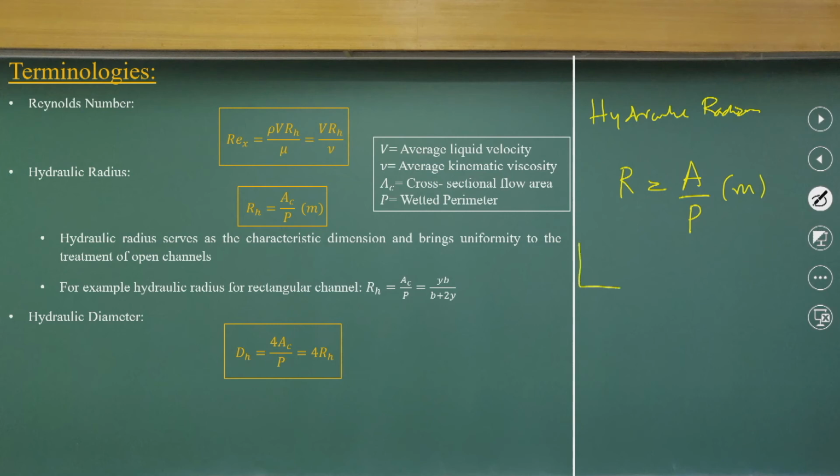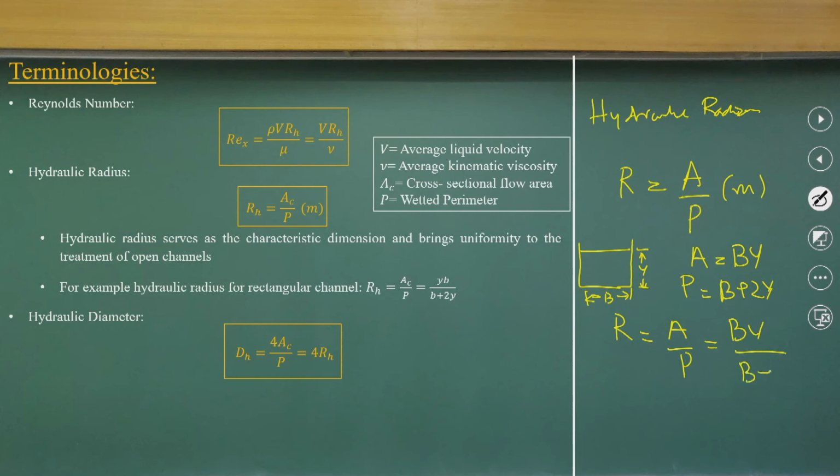So what does that mean? Take a very simple example of a rectangular channel, where y is my depth and b is my width. Area will be b into y, simple geometry. The wetted perimeter P will be b plus 2y, y from this side as well as y from this side. So hydraulic radius will be A by P, which means b times y divided by b plus 2y.